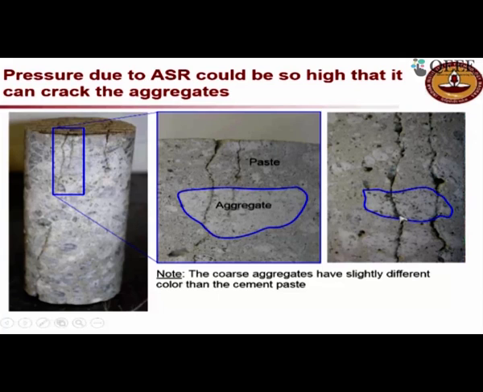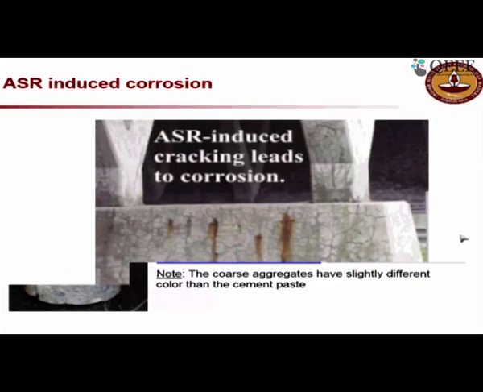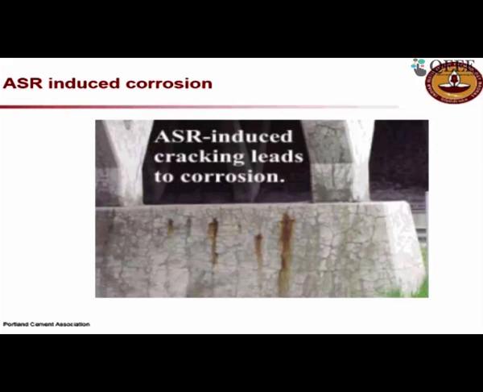Like the first picture which I showed about ASR, the cracks can go through the aggregate, which means very tremendous pressure is generated. So this is also a severe problem. Once it starts, it's a big problem. A secondary problem associated with this is that once there is a crack, moisture can penetrate through the cover and reach the steel reinforcement. Then the steel will start to corrode. So cracking of the cover concrete should be stopped, or we should not have a concrete system which can crack due to ASR or sulfate, whatever.